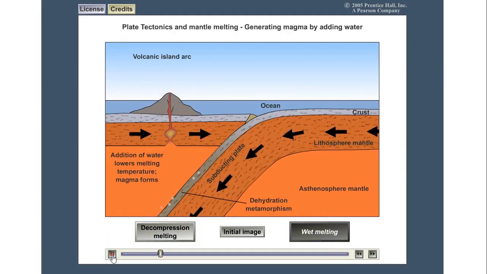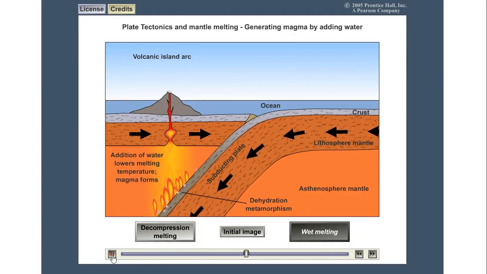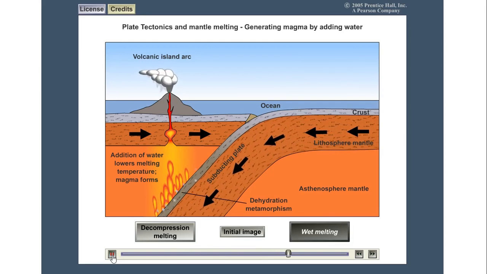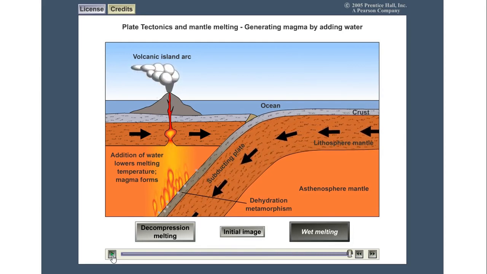You look over here, this is going to be wet melting. As you can see, the subducting plate has water in it because it is oceanic crust. It's going to go down, release the water into the surrounding rock, and increase its temperature as well. By the addition of water, that lowers the melting temperature, magma is forming, and because that magma is less dense, it's going to rise to the surface, and of course it's going to crystallize and make igneous rock.